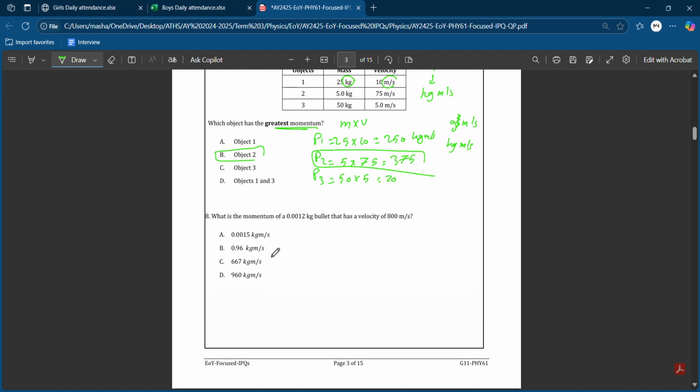Let's go to question number 8. Again, check the formula, P equals mass times velocity. Double check the units. I convert it to match the final answer, as we just explained. What is the momentum? He gave me the mass and the velocity. So P equals mass times velocity, 0.0012 multiplied by 800. The answer should be about 0.96 kilogram meter per second, which is B.